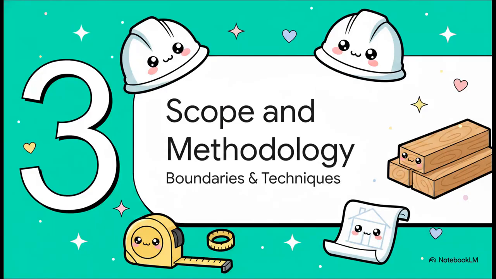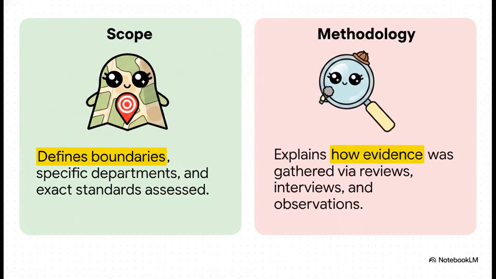Okay, down to the framing and foundation. Section 3, scope and methodology. This is where we define our boundaries and techniques. Now, what's really interesting about this slide is how vital it is to clearly separate the what from the how. Your scope defines the exact boundaries, meaning the specific departments, physical locations, and the precise clauses of ISO/IEC 42001:2023 that are being assessed. The methodology, on the flip side, explains how that evidence was gathered.